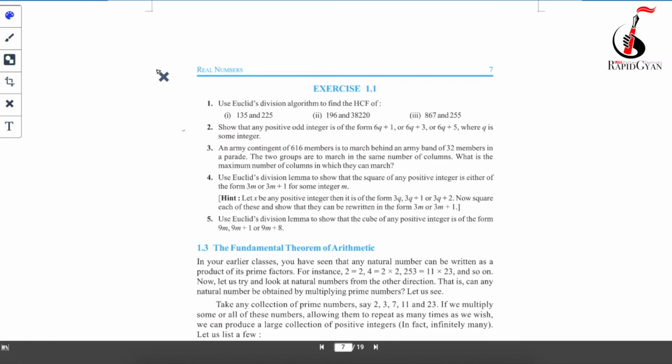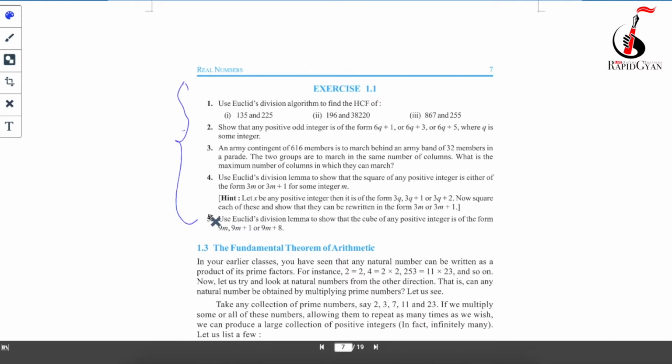In the last video, I have explained the concept required to solve this exercise 1.1, and in this video, we will be solving this exercise. So those who have not seen that video yet, I will strongly recommend to go and watch that video first. You can get the link of that video in the description of this video below.